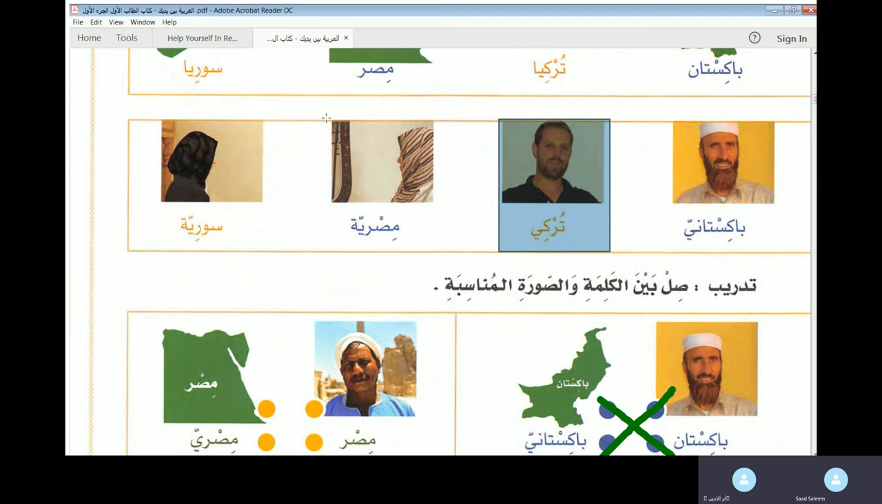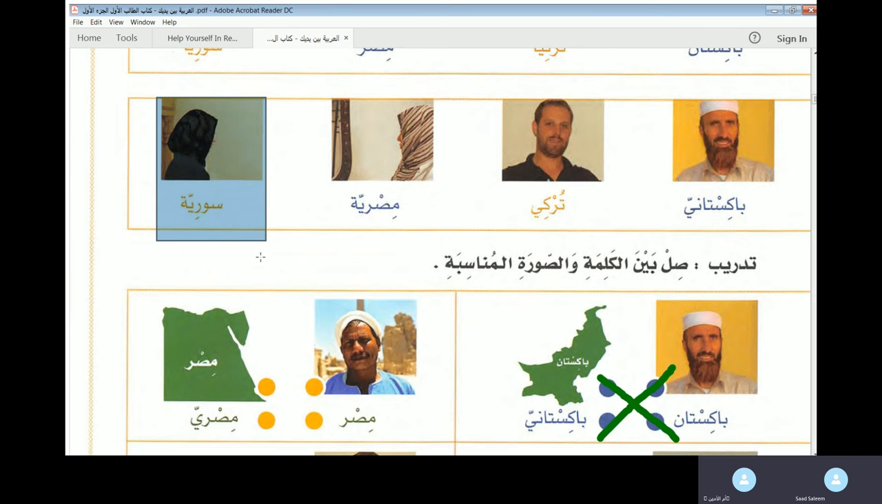Pakistani, man, Turkey. Okay. I'm sorry? Pakistani means Pakistani man only. Okay. Turkey, it's a man from Turkey. Misriya, Egyptian woman. Suriya, Syrian woman.